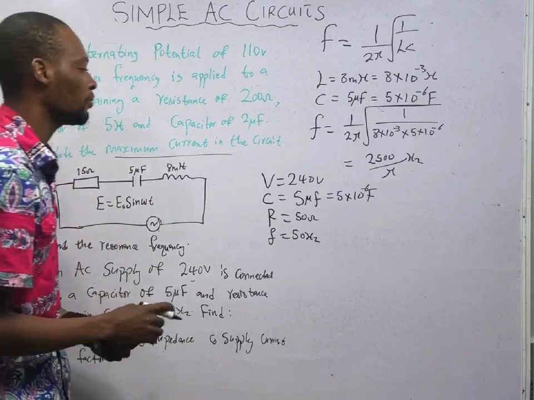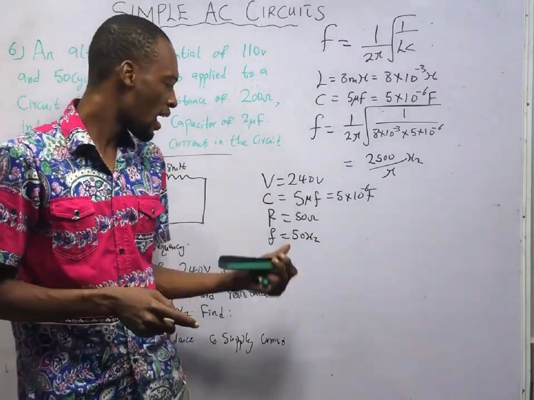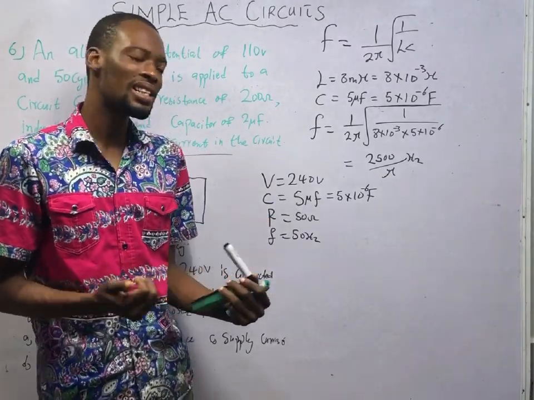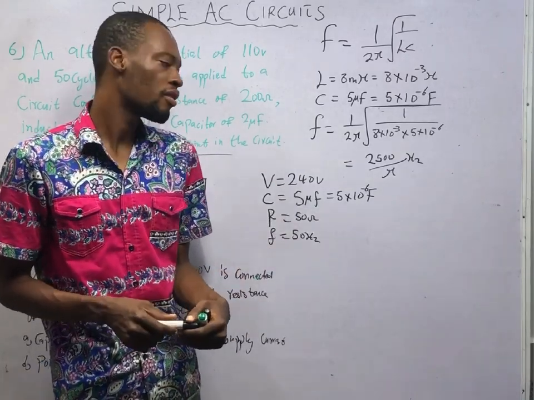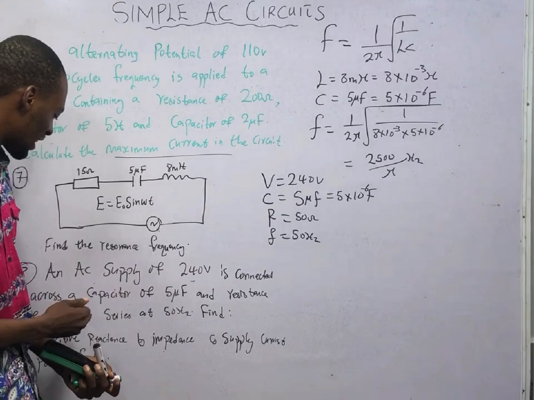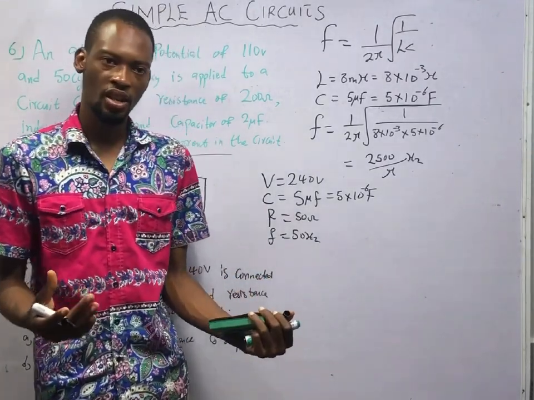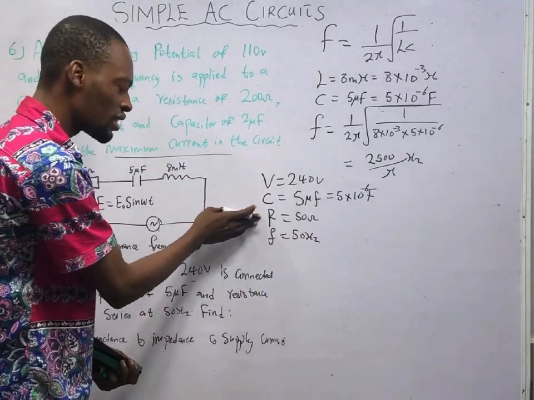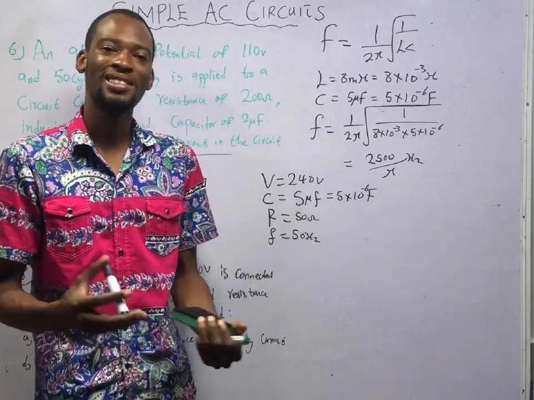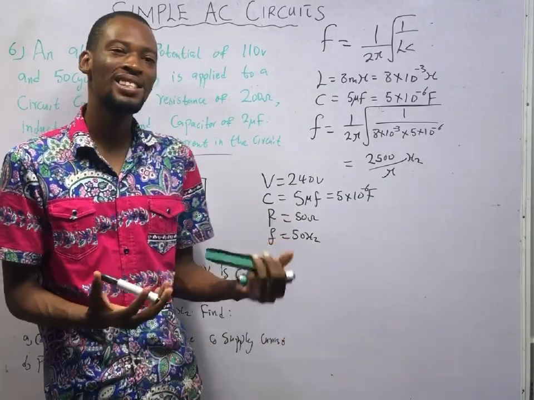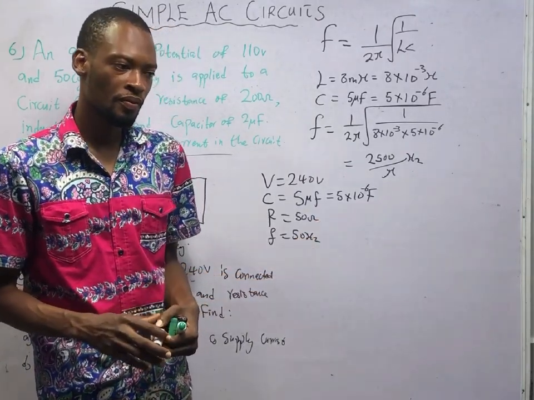Okay, looking at this circuit, we have a capacitor and we have the resistor. This is simply an RC circuit, a circuit containing the capacitor and the resistor. Well, reactance in this type of circuit is simply the capacitive reactance. Why? The resistance will not react. So it is only inductors and capacitors that possess reactance. The resistor possesses resistance, which they've already given us, 50 ohms.